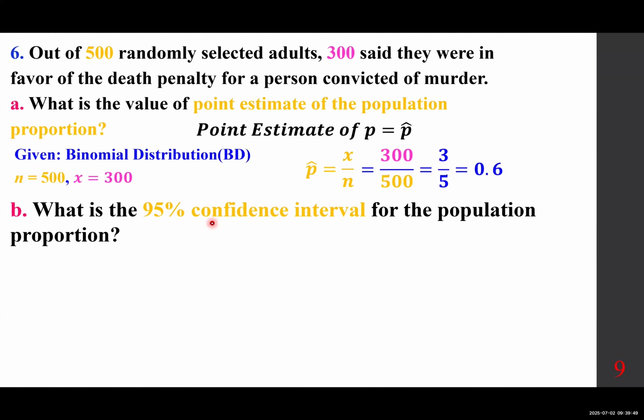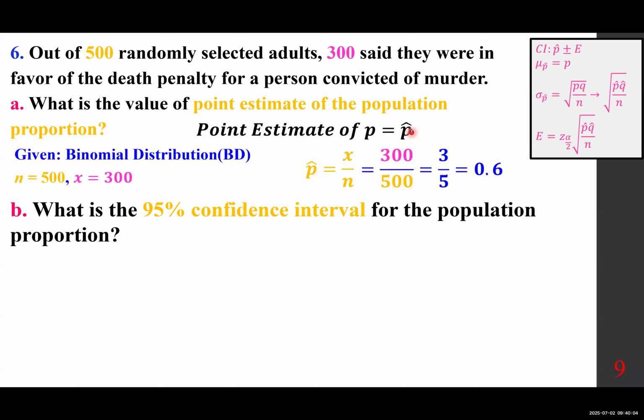What is the 95% confidence interval for the population proportion? It's similar to the mean. In the case of a mean it was x bar plus minus e. In this case it is p hat plus minus e, where mu of p hat is p, sigma of p hat is the square root of pq over n. Now, if we don't have access to p and q, we may use the square root of p hat q hat over n. And so E becomes z alpha over 2 times the square root of p hat q hat over n.